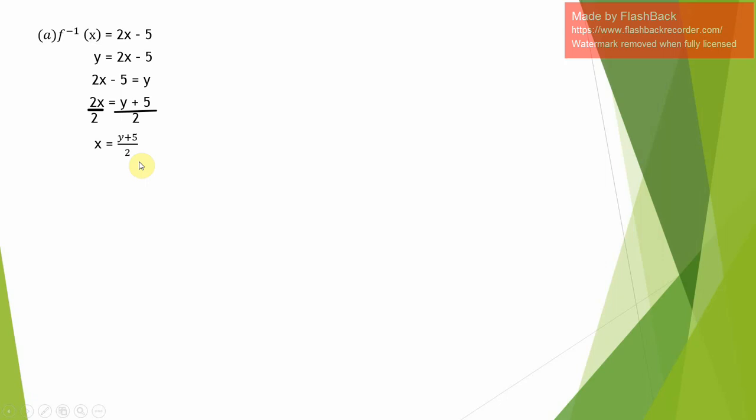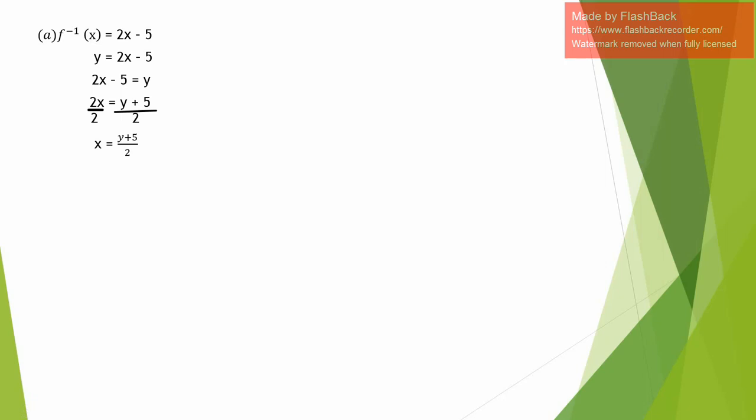Now, in most of the papers I've been marking, I've seen some students who leave the answer just like that. They consider that as the final answer. Dear friend, this is not the final answer. Was the question saying we make x the subject of the formula? No, that's not what the question was saying.